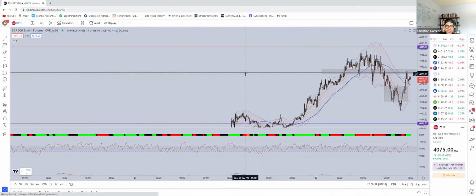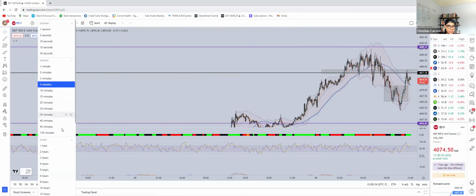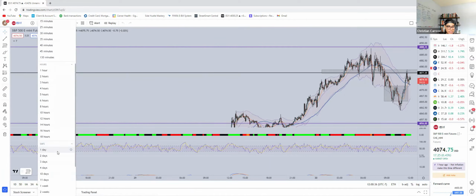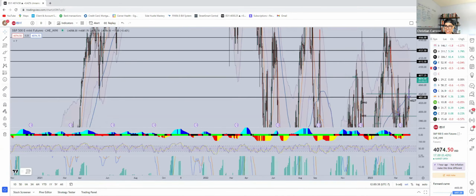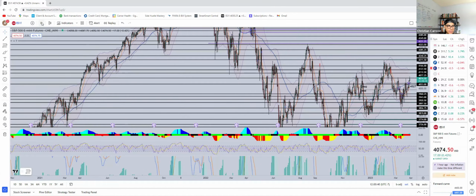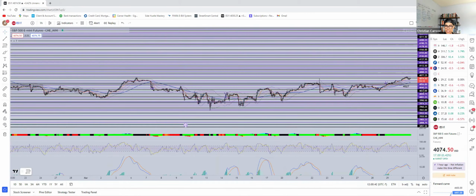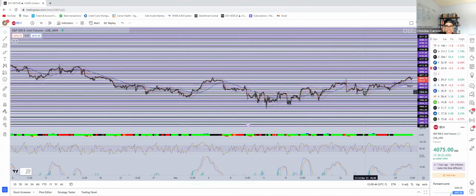So this is going to look a little bit different. Let me just show you the daily so you can get an idea of all these zones that I have in the 5 minute. Let me go to the hourly. So you see all these lines. It's hard to read, right? Because it's a 5 minute time frame.